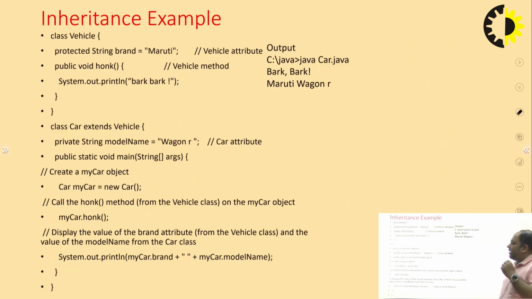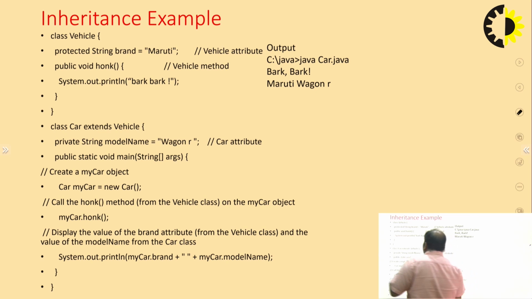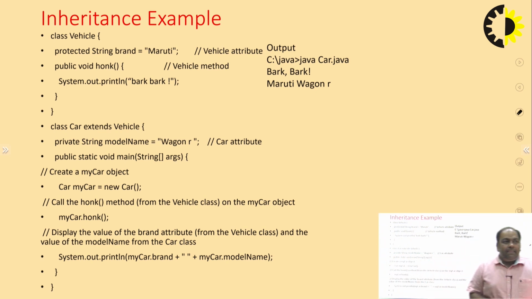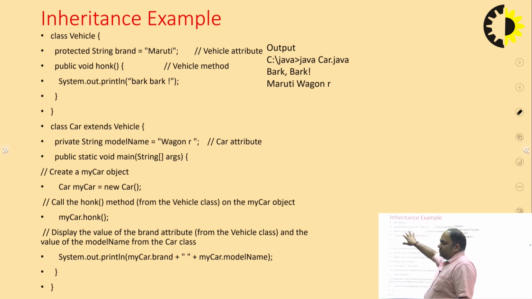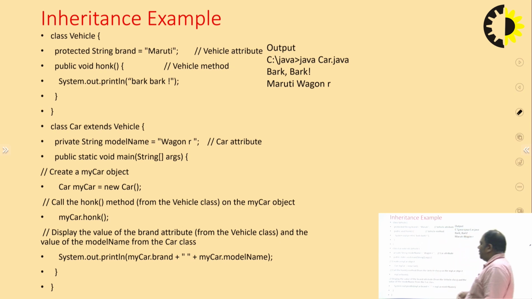What we have done, we have created a class vehicle in which we have given a brand name Maruti. Okay, and we create a method honk, matlab for horn, and what sound it makes. This vehicle class extends into a subclass which defines car, and the model name is WagonR. And what type of honk it uses? It uses bark bark.